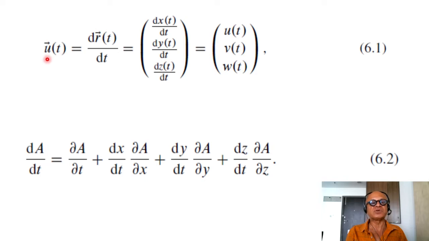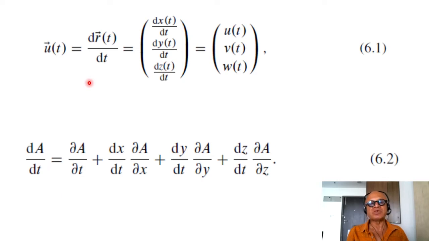So the vector u(t) is the time derivative of r(t), dr/dt. So we can look at it as dx(t)/dt plus dy(t)/dt and dz(t)/dt. So that's equal to u(t), v(t), and w(t). Okay, so how do we go about writing the same material derivative for, note that we are calling it d/dt here. It's not partial, so just remember. Okay, so that's the total derivative as well.